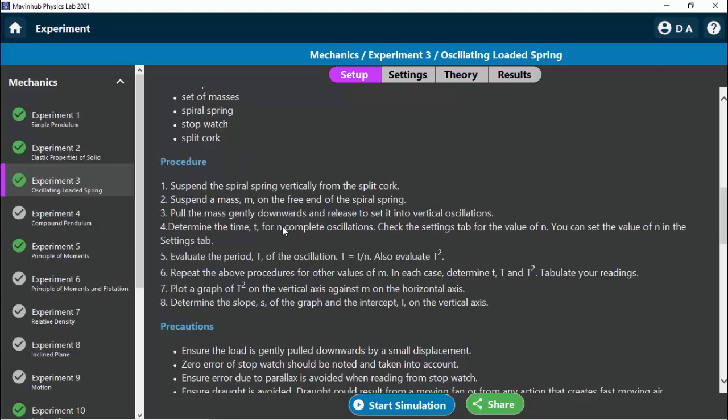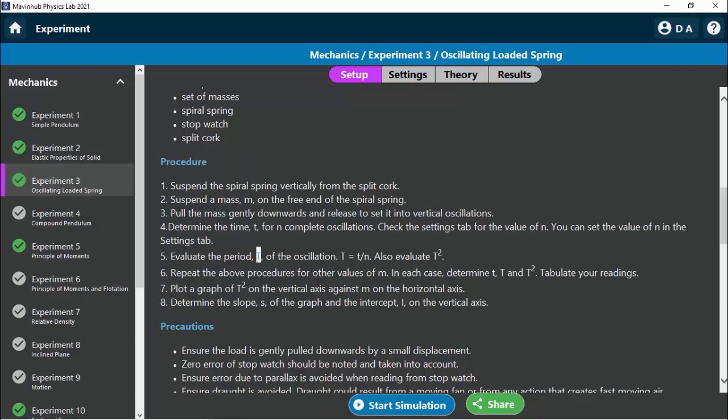The interesting thing here is on Mavinhub Physics Lab, you can set the value of n the way you want and see the result under different values of n. This will help you get acquainted with different settings and even give you results that may be very close to what you get at the end of the experiment in your laboratory. Okay, the fifth step is to evaluate the period T.